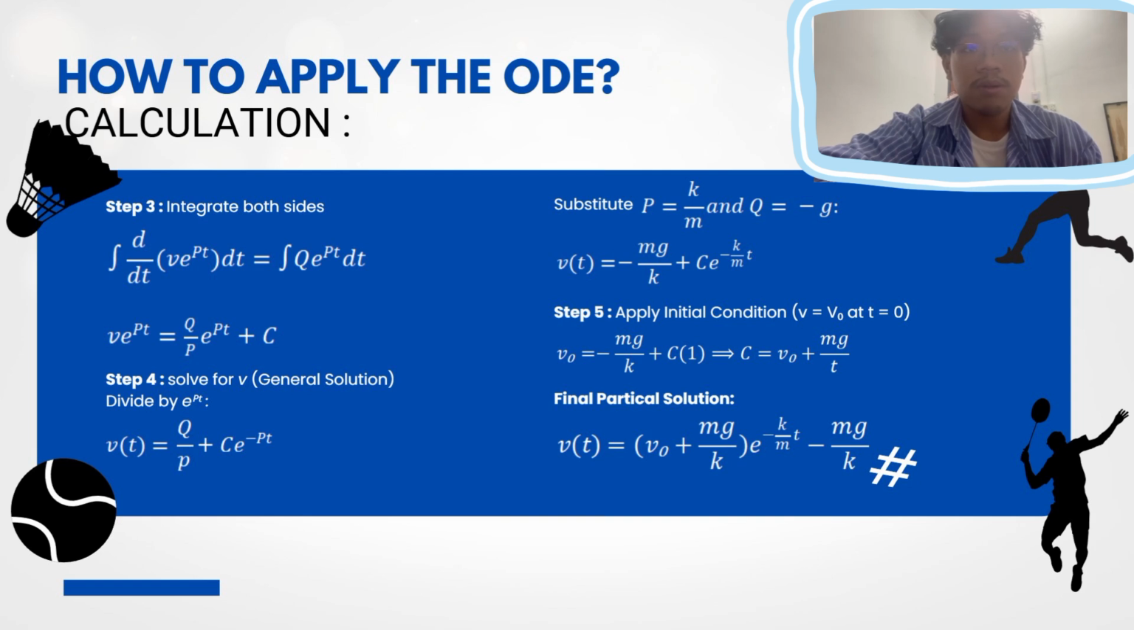So the final particular solution, we get v multiplied by t is equal to v0 plus mg per k multiplied by e to the power of negative k per m multiplied by t, and minus mg per k. So we get the final particular solution.